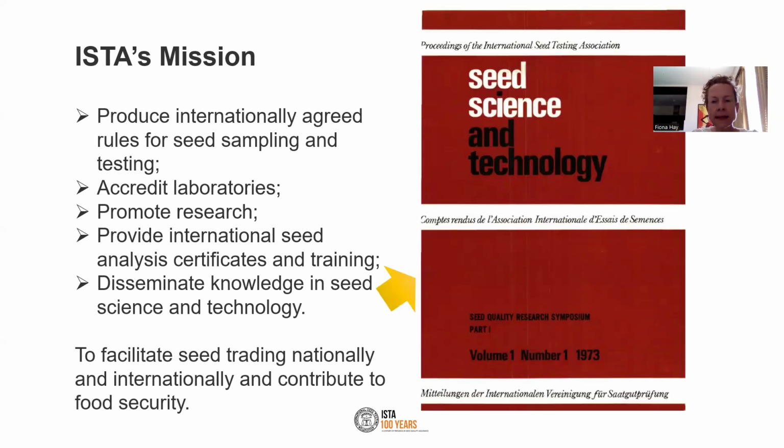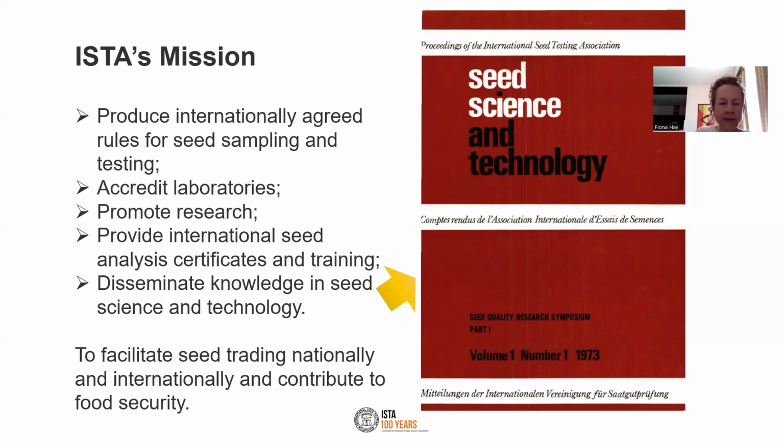One of the main ways ISTA disseminates knowledge is through its journal Seed Science and Technology. As ISTA celebrates 100 years this year, a couple of years ago, Seed Science and Technology celebrated its 50th volume. The first issue was in 1973, replacing the proceedings of the International Seed Testing Association. We have all the past issues available in an electronic format.